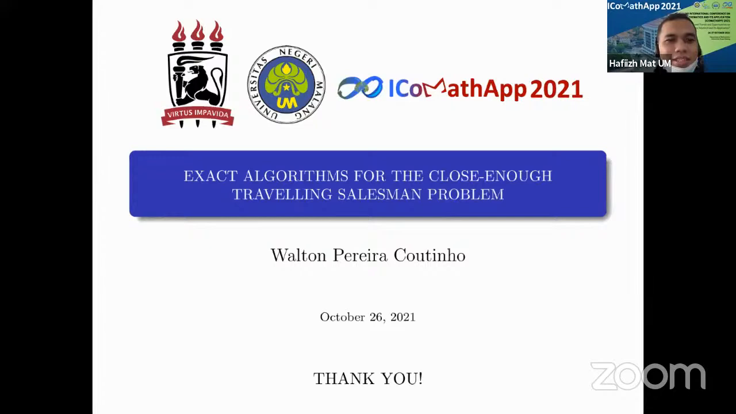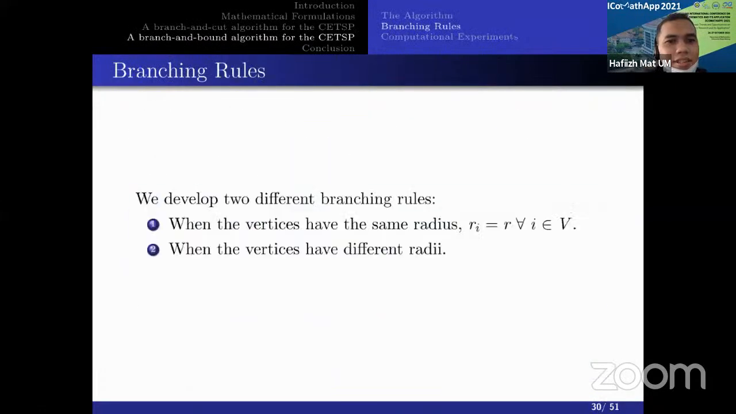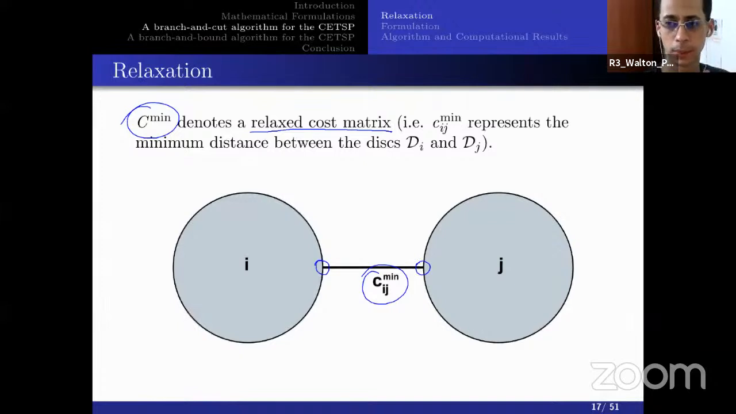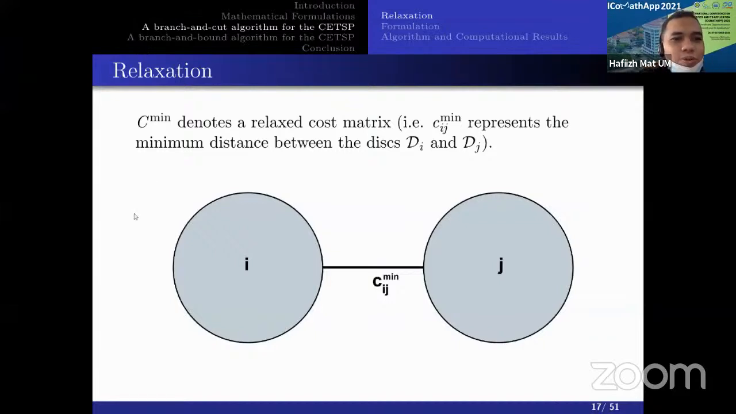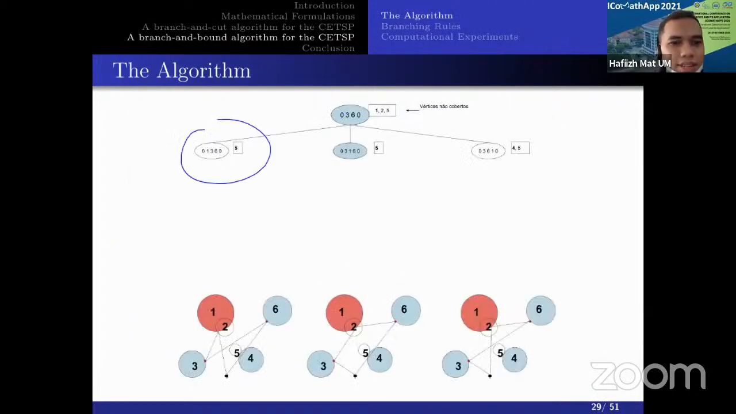Yes, so I noticed that for the distance, you present in one slide that the distance between two circles is this one? Yes, this one. C_IG is the minimum distance between these two circles, I and G. But in another slide, when you have three or four circles, next. This one.